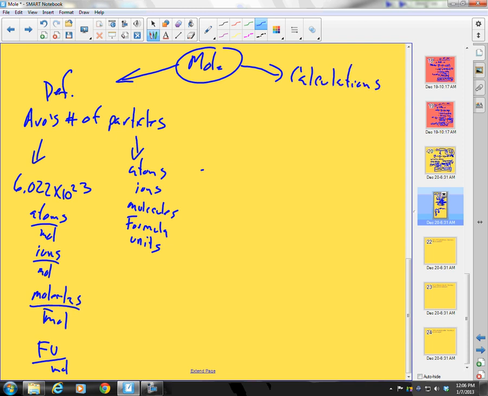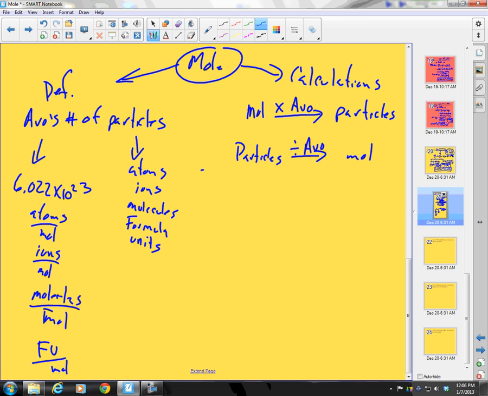And then we have some calculations that we do with the mole. I can go from moles to particles, meaning I can go from moles to atoms and so forth. How do I go from moles to particles? I multiply by Avo's number. I can go from particles to moles, and I divide by Avo's number.